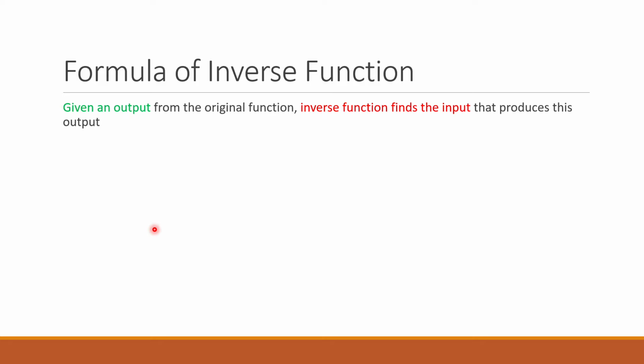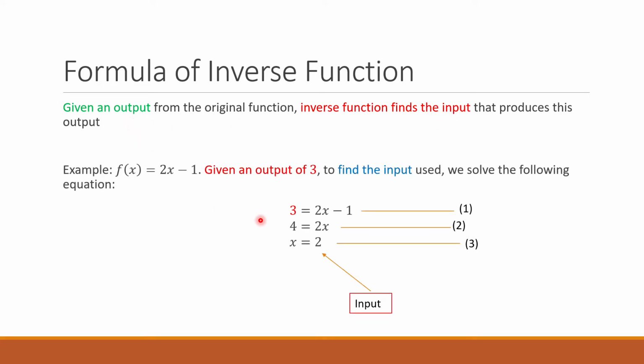So we know that what the inverse function does is that it will take the output from the original function, and follow a certain rule and return the input that was used to get this output. I'll just give an example, this will clear all the confusion. Let's say you have a simple function f(x) = 2x - 1. Let's say that you have an output of 3.